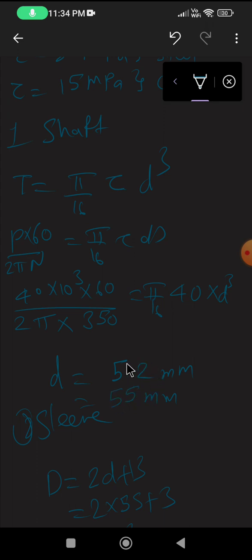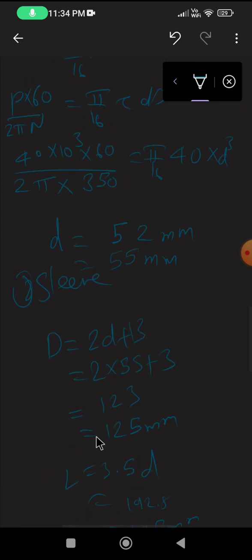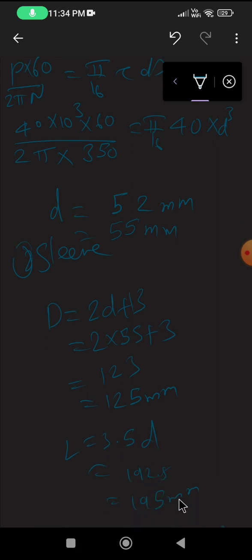Now we will round off the diameter of the shaft, because in reality we cannot have a shaft of each and every diameter. Because of standardization, only a few shaft diameters will be available. So we need to round off the shaft diameter, that is 55 mm. The same thing for the sleeve: we got 123, so we will take 125 mm. Now the length of the sleeve will be 3.5 into d, so similarly here it will be 192.5, which we take as 195 mm.